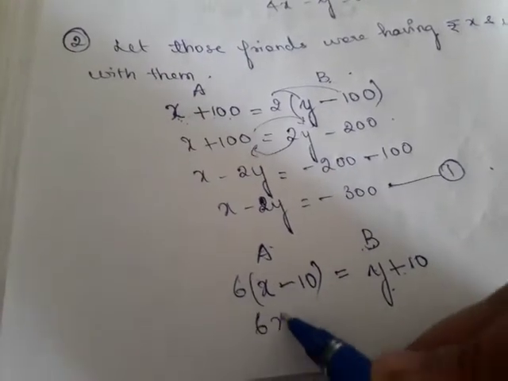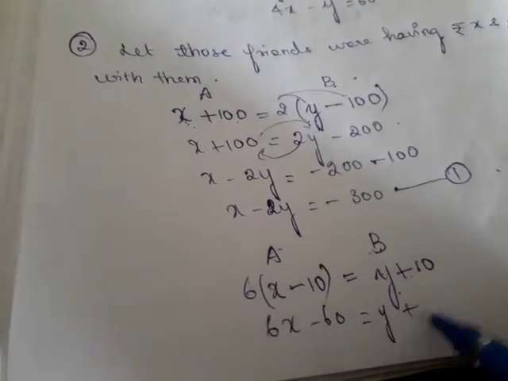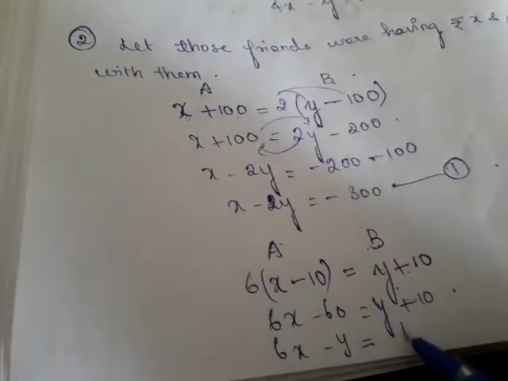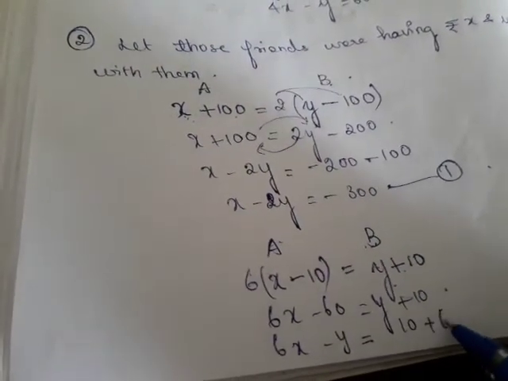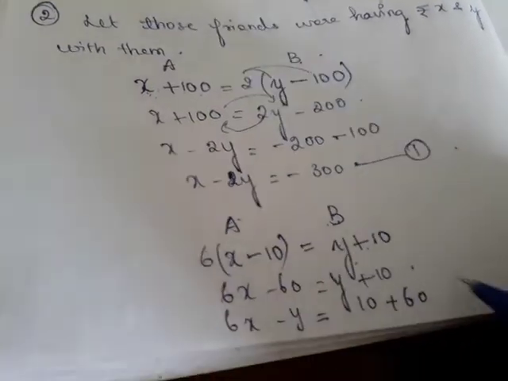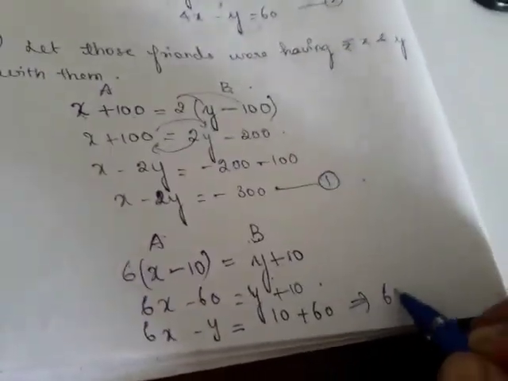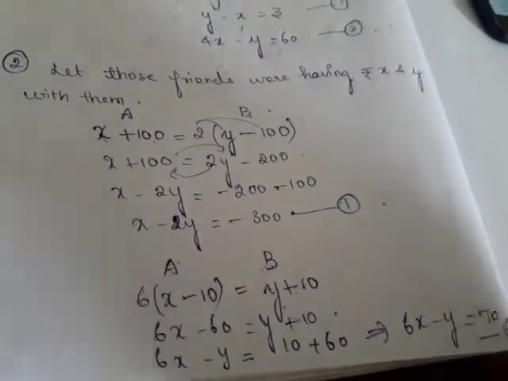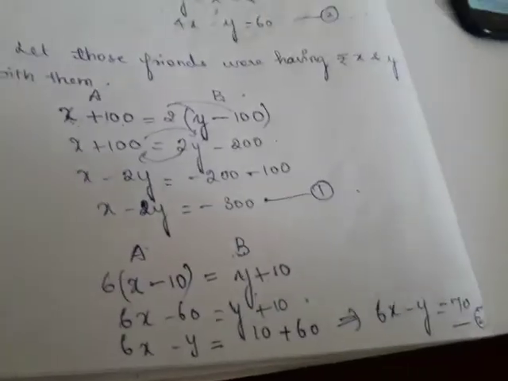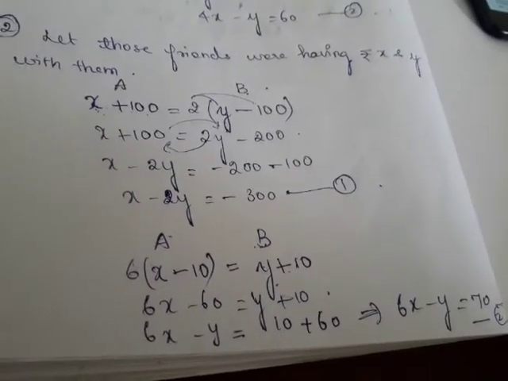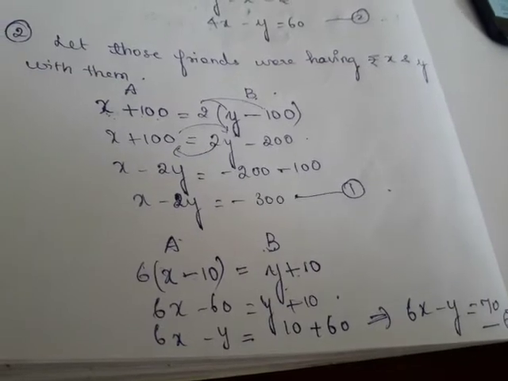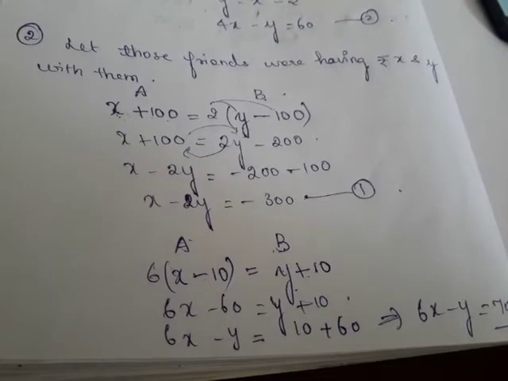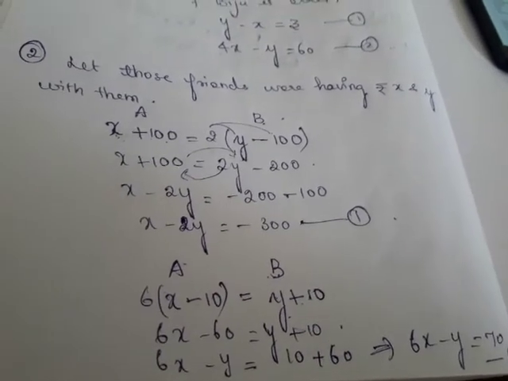Now solve this. 6x minus 60 equals y plus 10. So 6x minus y equals 10 plus 60. If you bring this minus 60 to the other side, it will become plus 60. So your equation is 6x minus y equals 70, which is your second equation. Now if you solve these two equations, you will come to know what x and y are. Those are the amounts both the friends initially had. Right? Hope you understood.